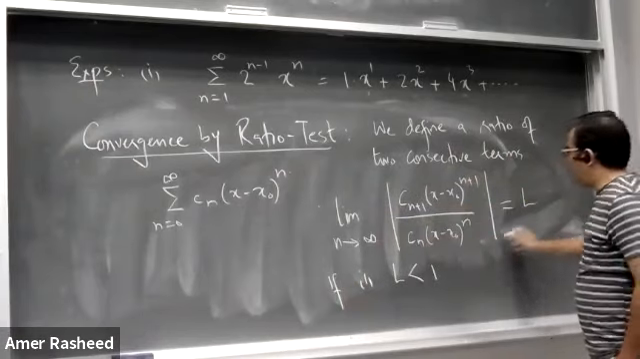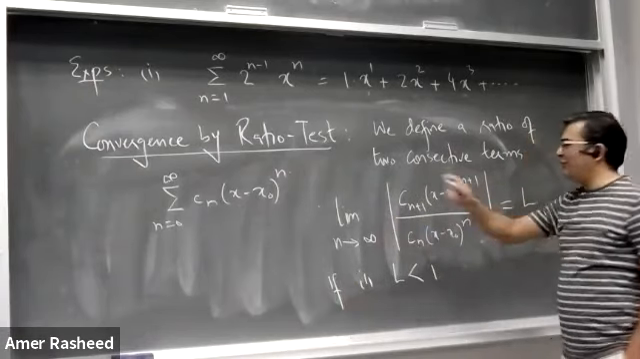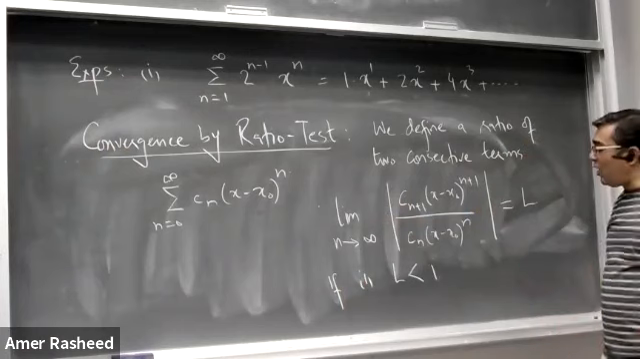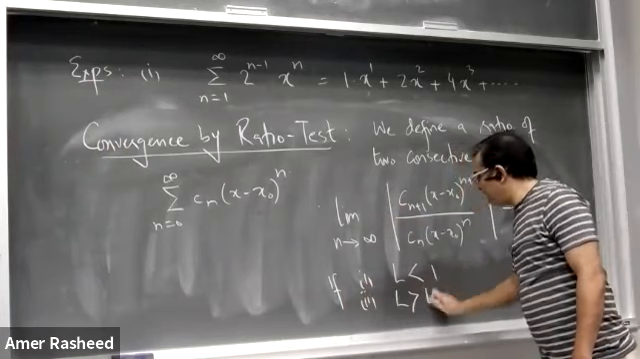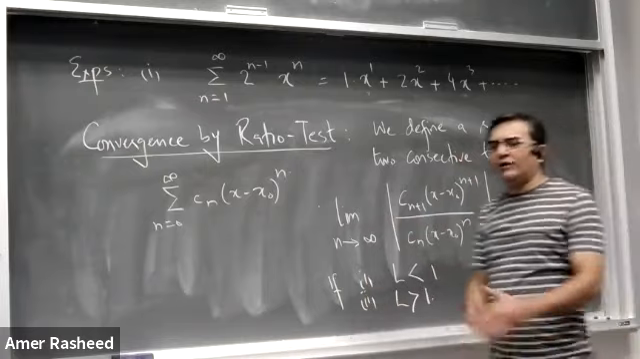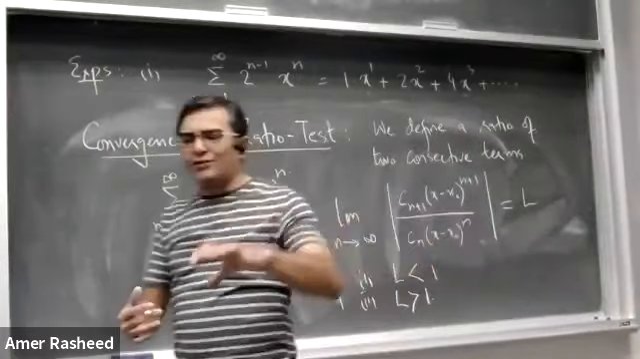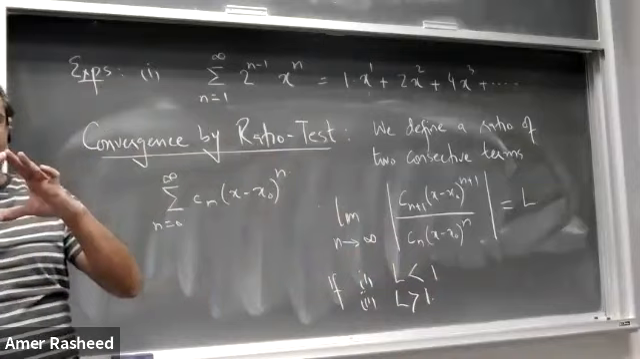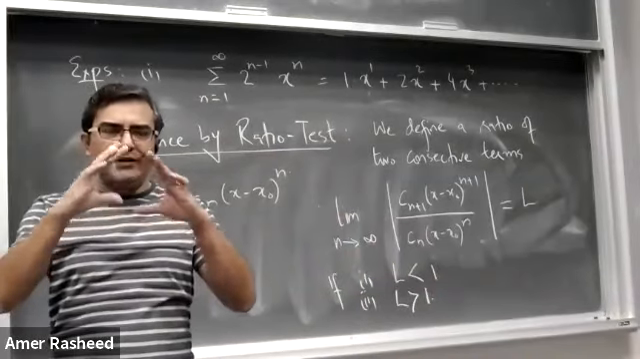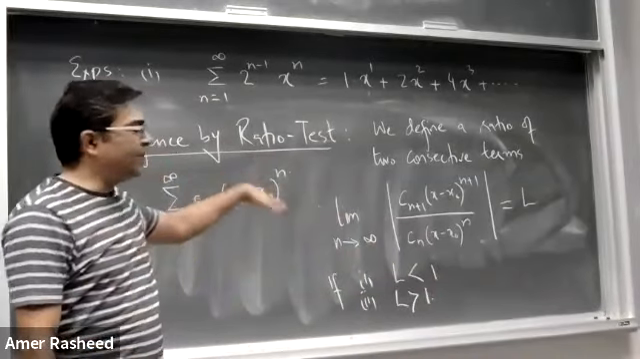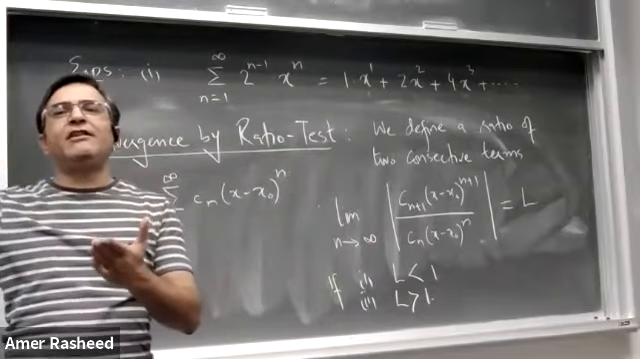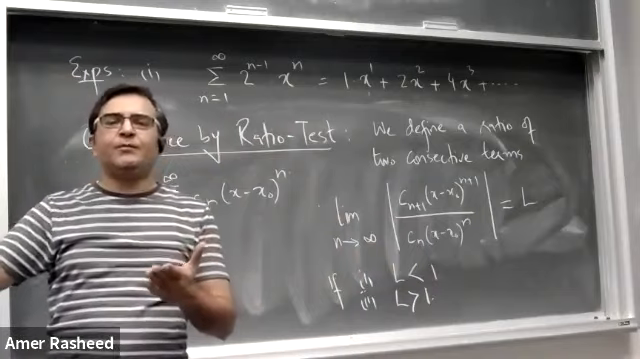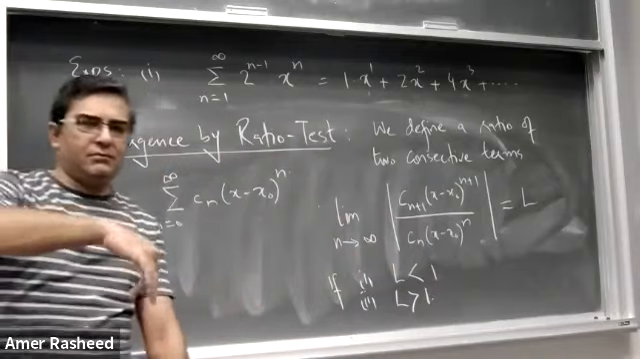From this expression we can find the interval of convergence. Okay, how? In the other case, if L is greater than 1, then the series will be divergent. What does it mean? The ratio of these next and previous terms is greater than 1. What does it mean? Each subsequent term in the power series is greater than the previous term.